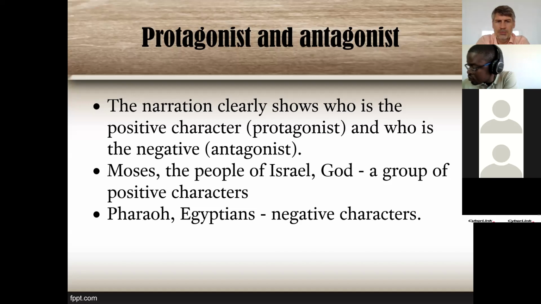And of course, the people of Israel, they are not explicitly expressed as protagonists, but everything is done for them. So definitely they are in the same group. Who is the antagonist is also clear. This is Pharaoh and the Egyptians. So these are the negative characters in the book of Exodus.